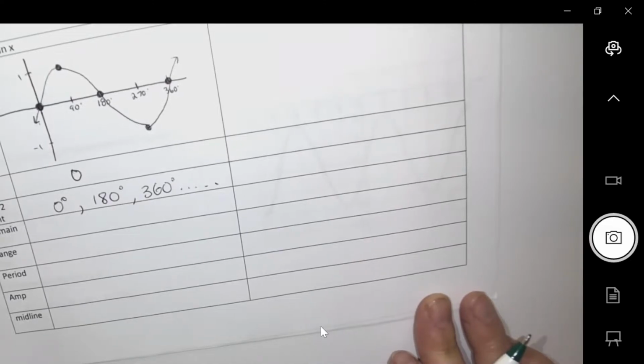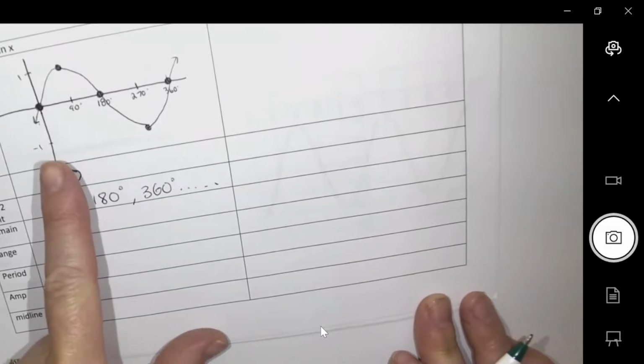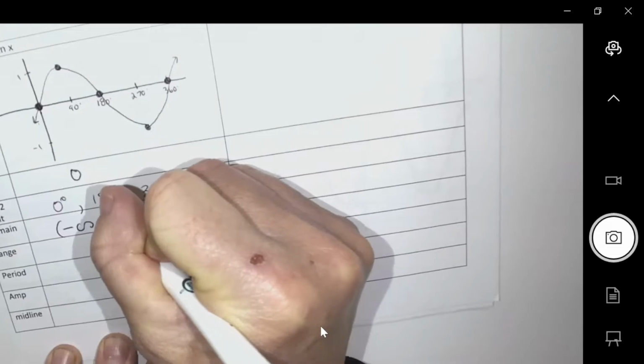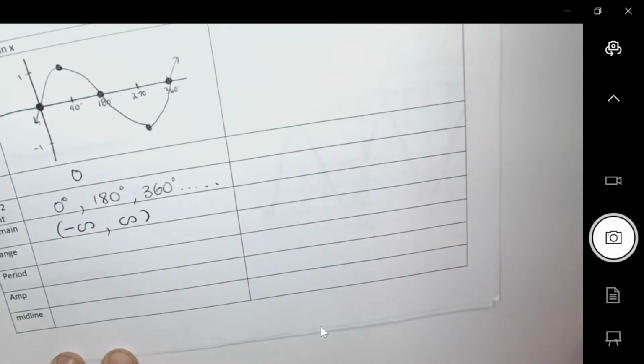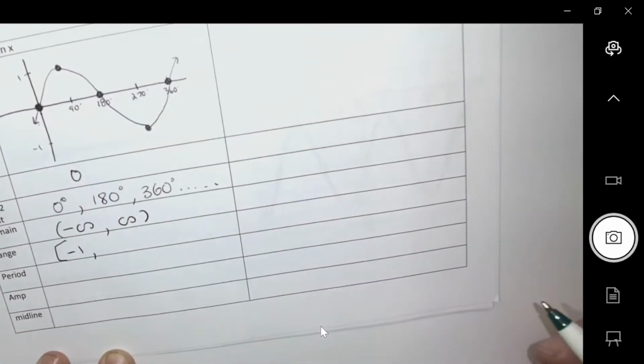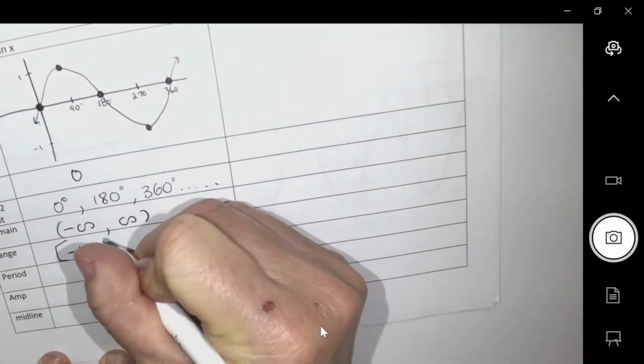Okay, what is the domain? So how far left is this graph moving? Negative infinity. How far right? Infinity. What's the range? What's the lowest height? -1. What's the highest height I reach? 1.